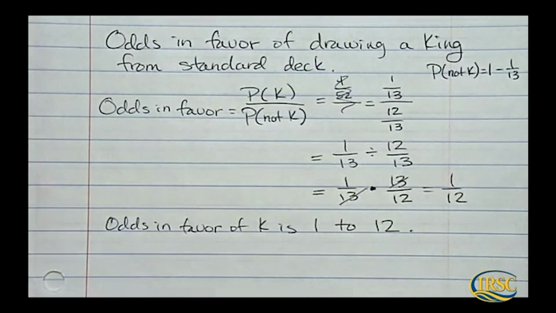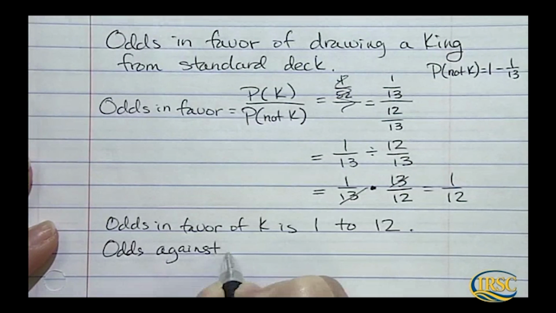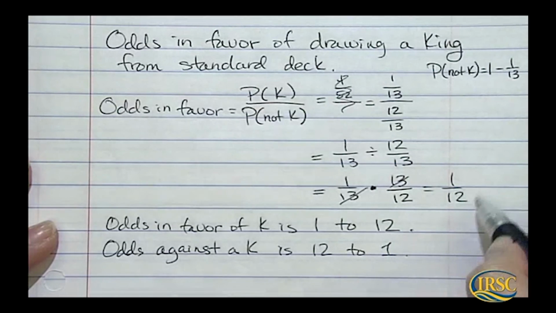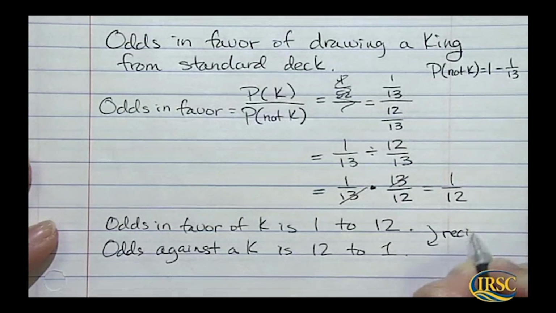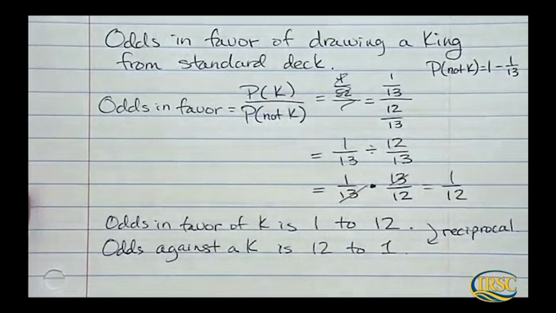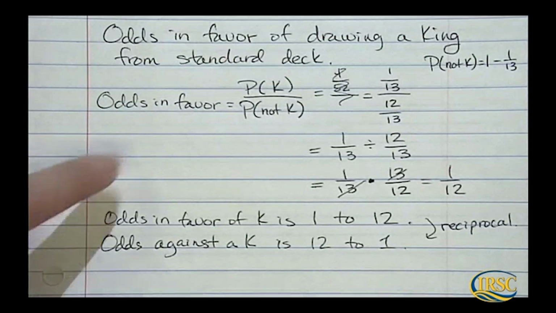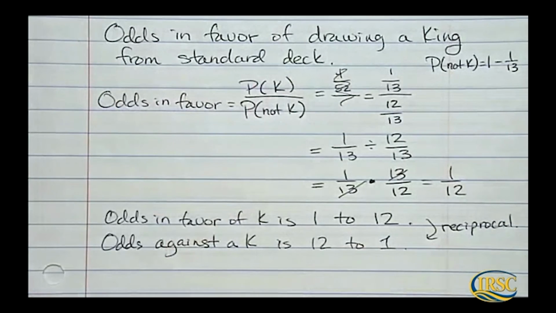All right, so what are the odds against? Okay, good. Odds against a king is 12 to 1, which is correct, because remember that the odds against are just the reciprocal of that previous answer. So you're just flipping your numbers over. No need to work the formula all over again. Now, if it never asked you for the odds in favor and it asked you for the odds against, then you would use the correct formula for odds against, putting the not on top and the probability that would happen on the bottom.